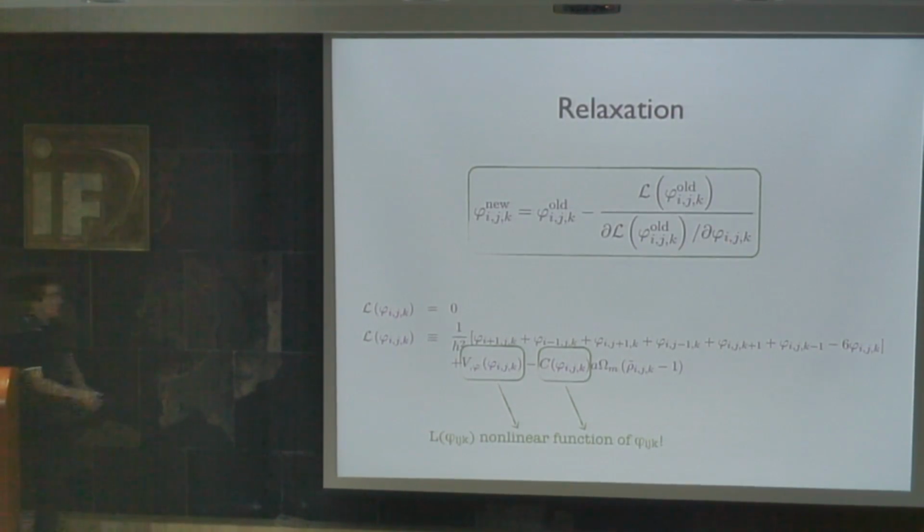But this is not a problem, because as we discussed already, this equation which you use to update your old guess to get a new solution of the phi actually does not assume your operator L to be linear. It can be nonlinear. So this actually is not a problem.